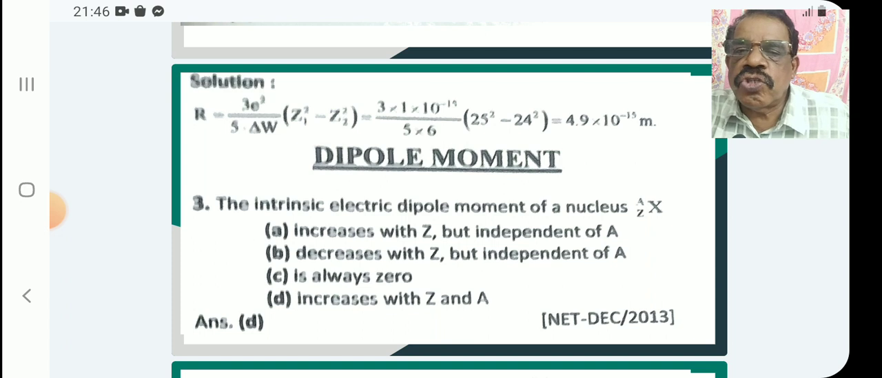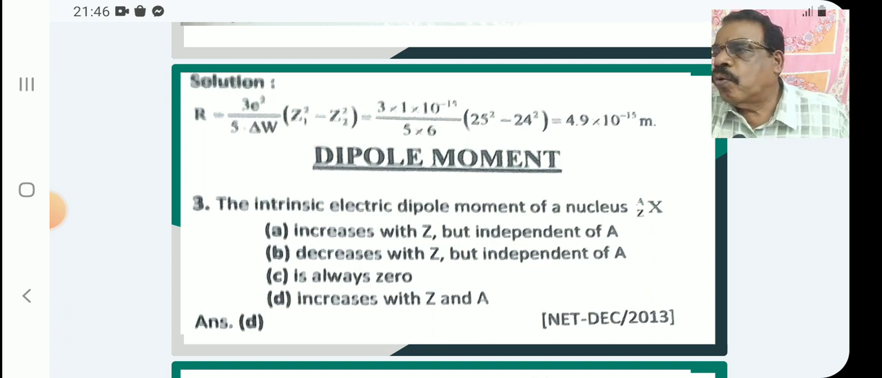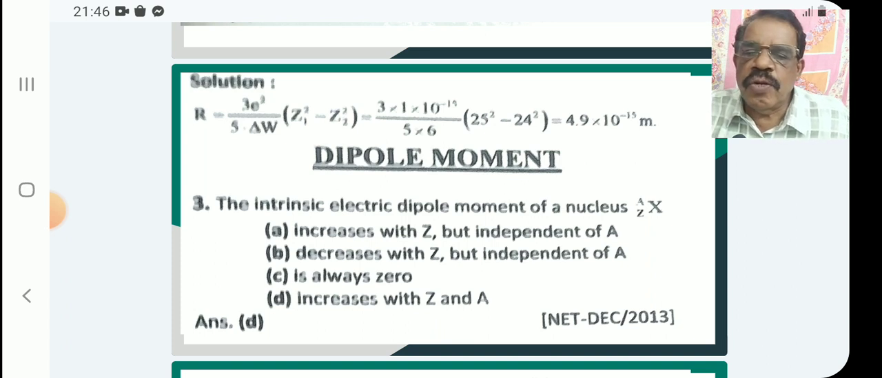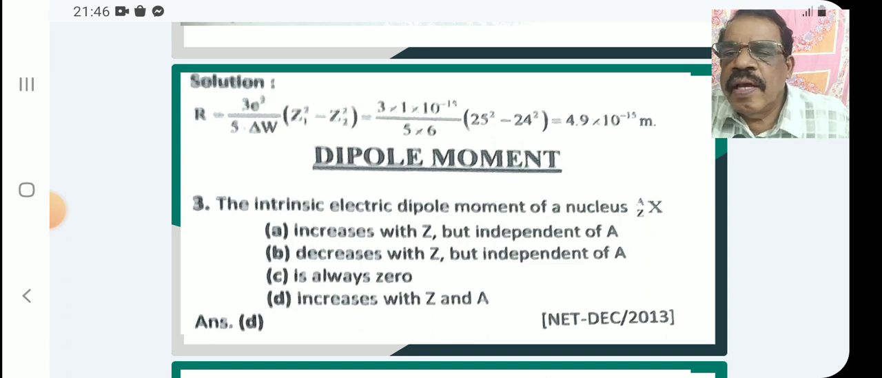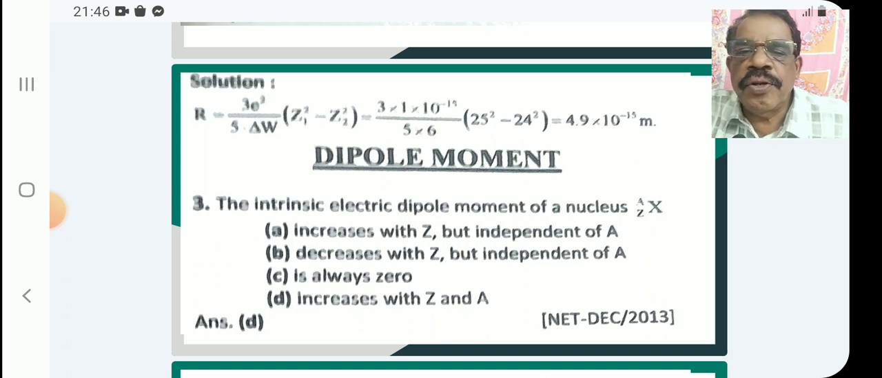Now, there's a question based on dipole moment of nucleus. A nucleus has a magnetic dipole moment and also a quadrupole moment. Here, a dipole moment question. The intrinsic electric dipole moment of a nucleus Z X A increases with Z but independent of A, decreases with Z but independent of A, is always zero, increases with Z and A. Answer is D. Increases with Z and A.